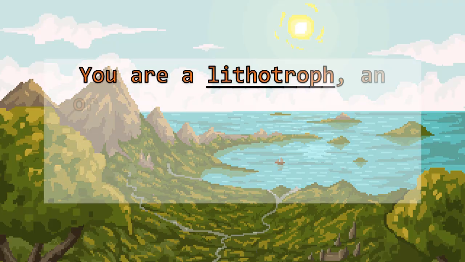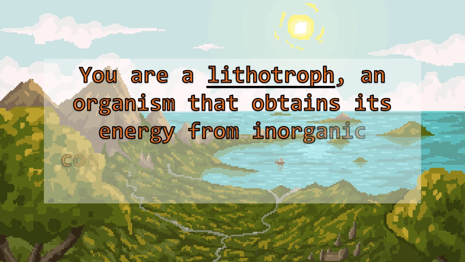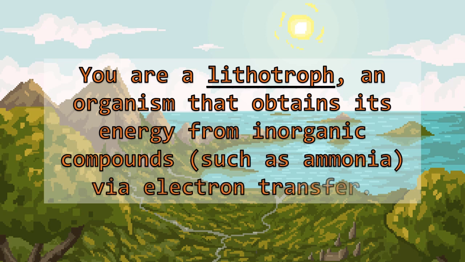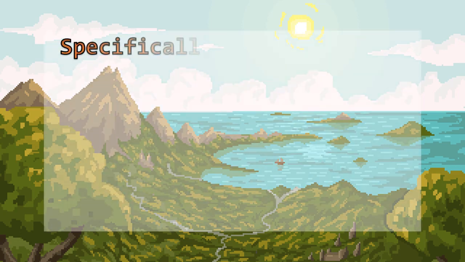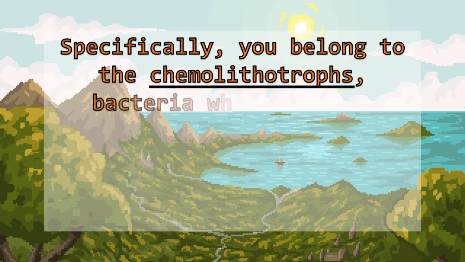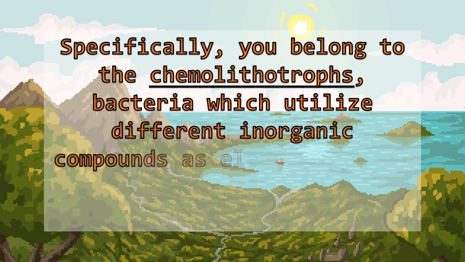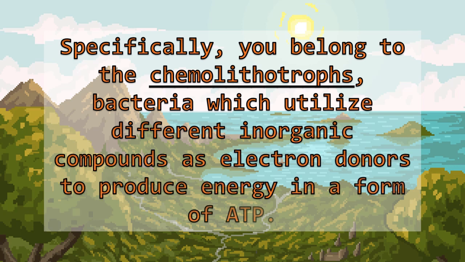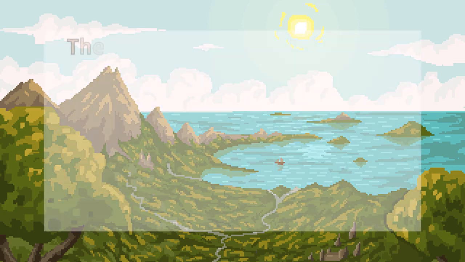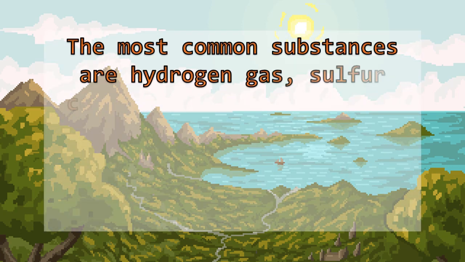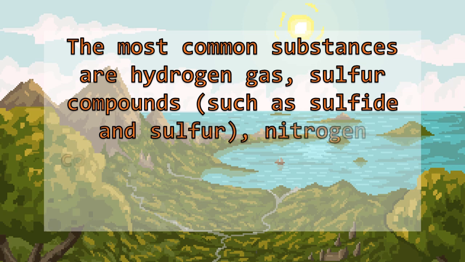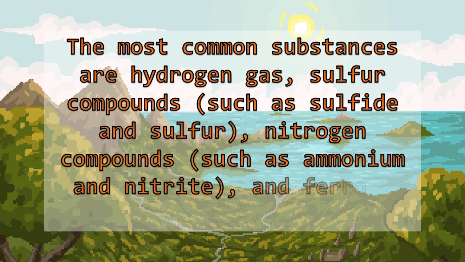You are a lithotroph, an organism that obtains its energy from inorganic compounds such as ammonia via electron transfer. Specifically, you belong to the chemolithotrophs, bacteria which utilize different inorganic compounds as electron donors to produce energy in the form of ATP. The most common substances are hydrogen gas, sulfur compounds such as sulfite and sulfur, nitrogen compounds such as ammonium and nitrite, and lastly, ferrous iron.